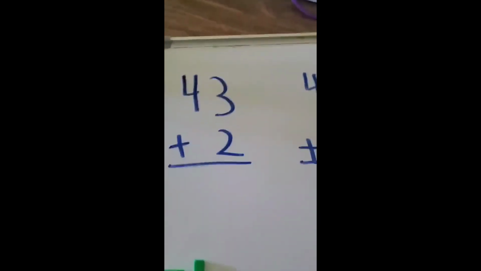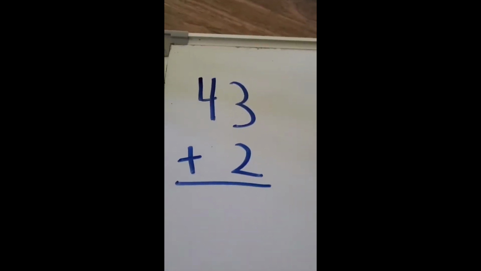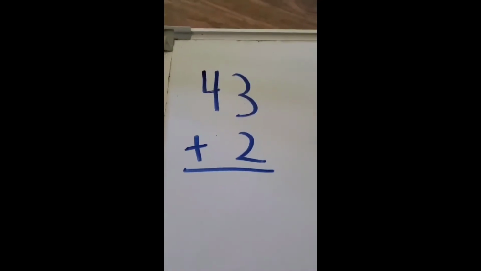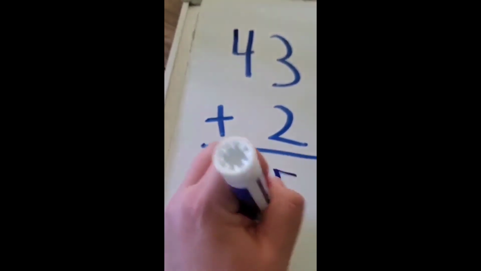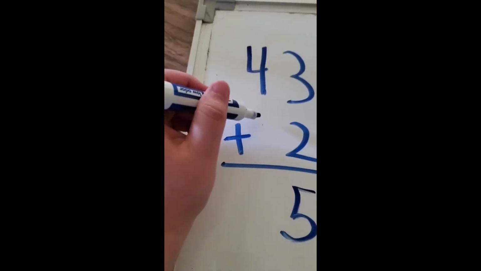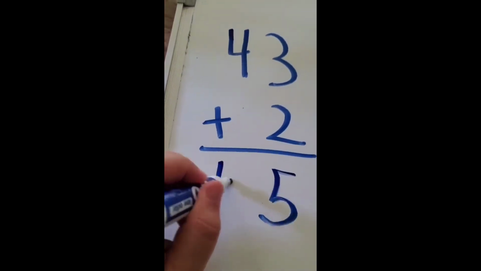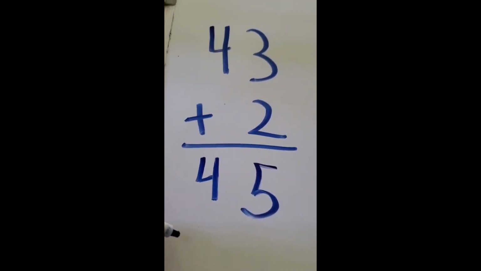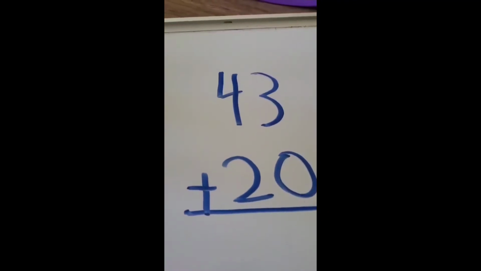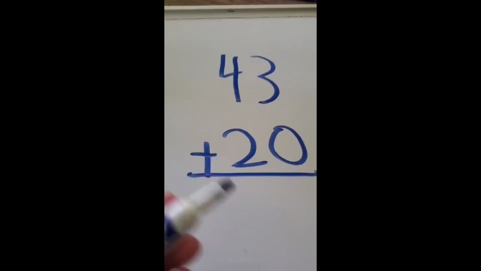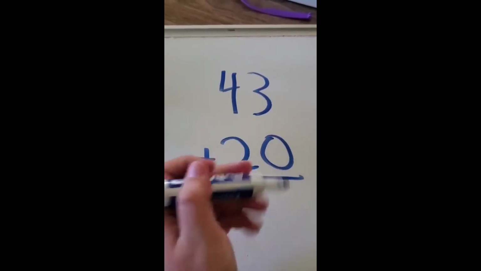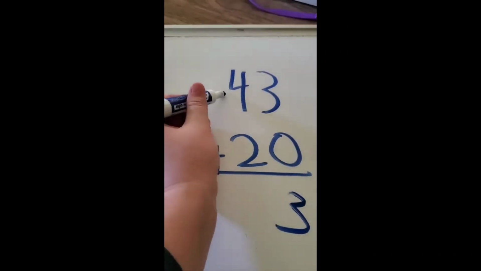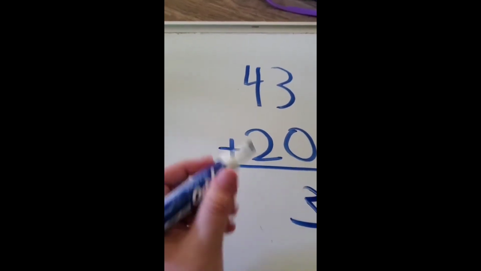So here's my first equation, okay? 43 plus 2. Let's add this up. 3 plus 2 is 5, and 4 plus, there would be a 0 there, be 4. 45. Great job. So now let's add up this one, 43 and 20. Okay. 3 plus 0 is 3, and 4 plus 2 is 6.